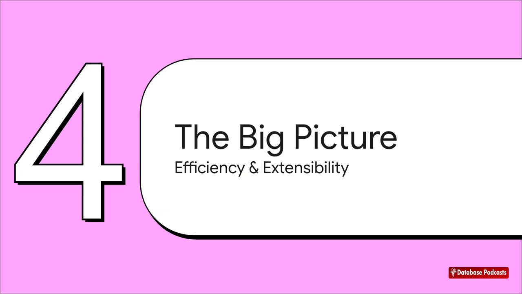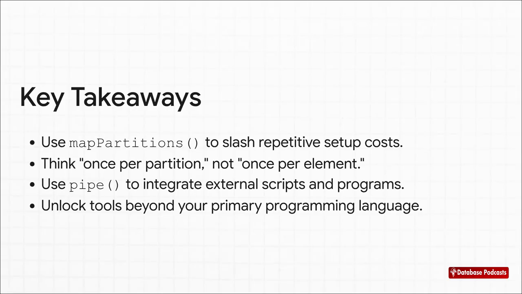Okay, let's pull back for a second and look at the big picture. We've just covered two really powerful techniques that solve two fundamental challenges in data engineering: efficiency and extensibility. So, what are the key takeaways here? First, to absolutely slash those repetitive setup costs, stop thinking per element and start thinking per partition, using tools like mapPartitions. Second, when you need to use a tool from a different language, don't feel locked in. Use pipe to integrate it directly. This unlocks a massive ecosystem of specialized programs for you to use.